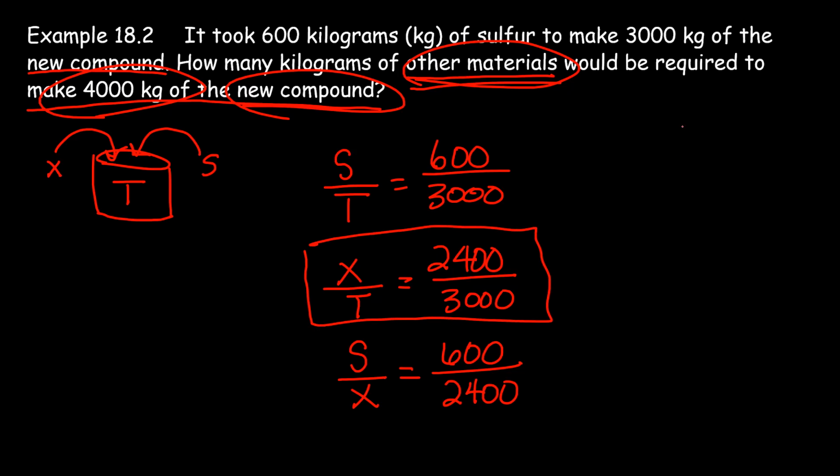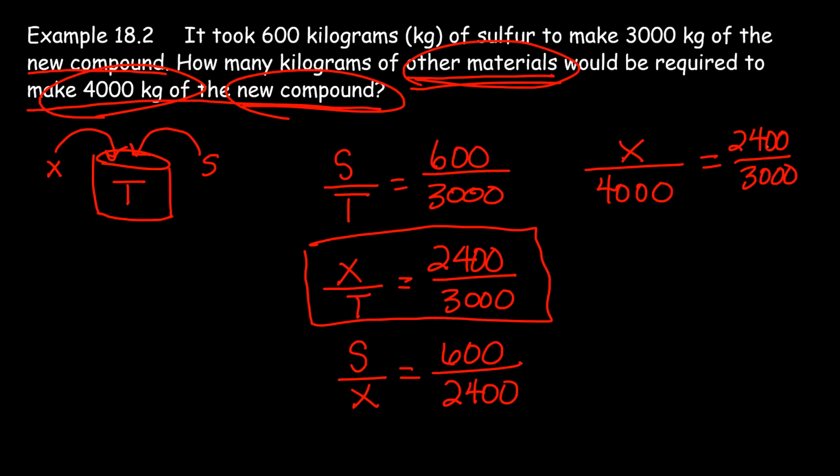So X, we don't know. We still don't know what that is. How many other materials? So that's missing. T, 4,000 kilograms of the new compound is what we're trying to make. And we know that according to this proportion, that should be 2,400 over 3,000. That's supposed to be the relationship between other stuff and total. All right. So we are going to solve for X to find out how many kilograms of other materials would be required to make 4,000 kilograms of the new compound.